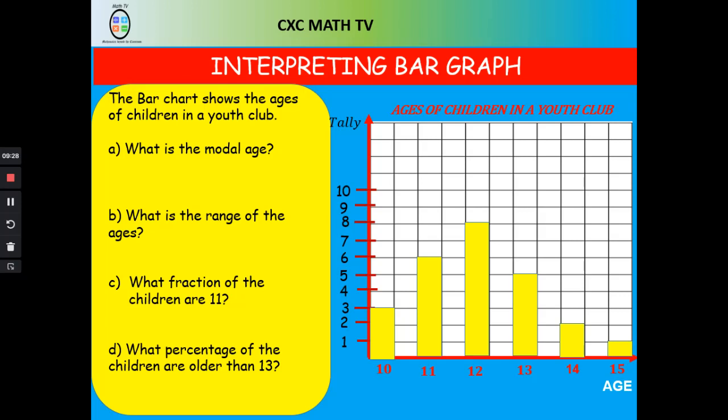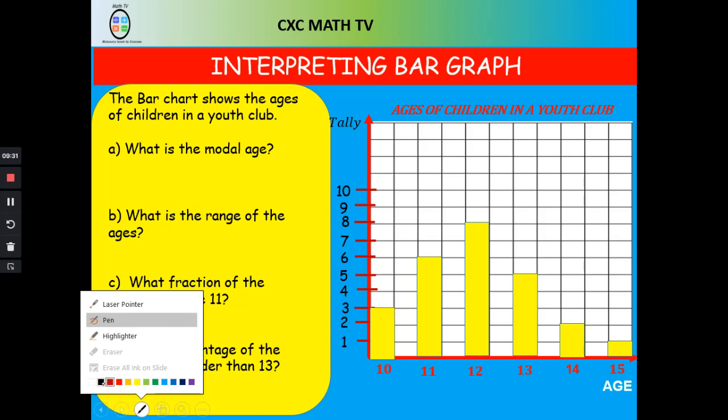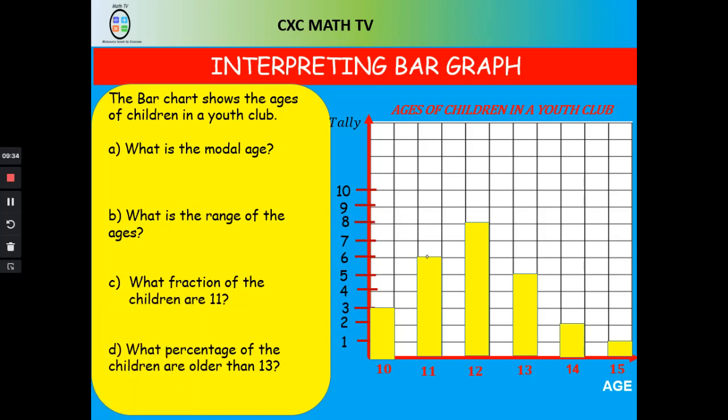Okay, let's go. First one, what is the modal age? Now, modal age is what? All we do is look for which one occurs most frequently. Most frequent is the highest frequency. This one with 8, right? The tally is 8. So the modal age is this right here, 12 years old.